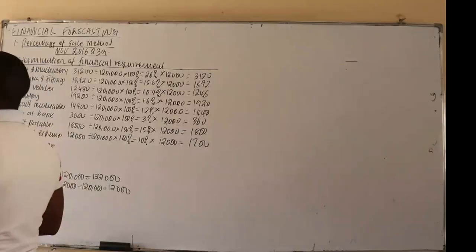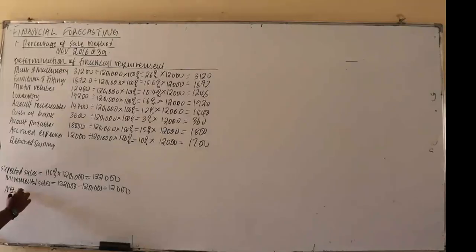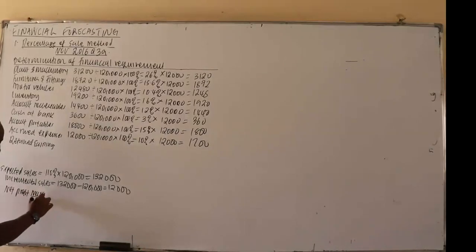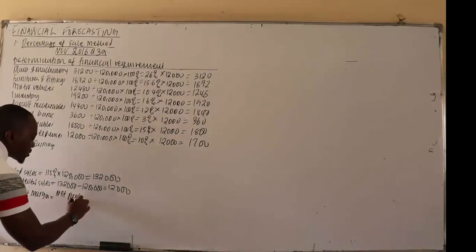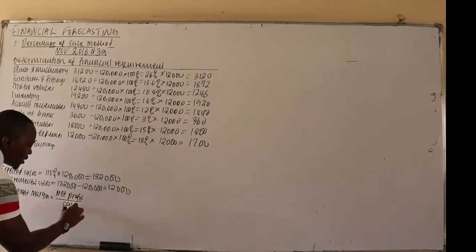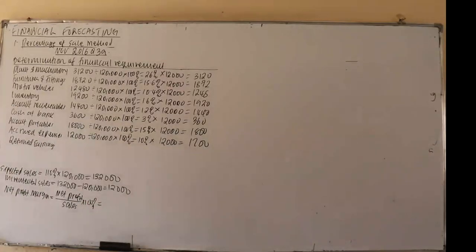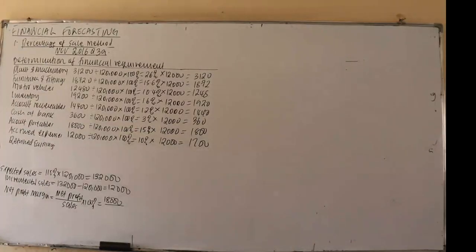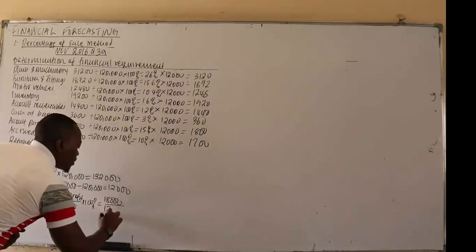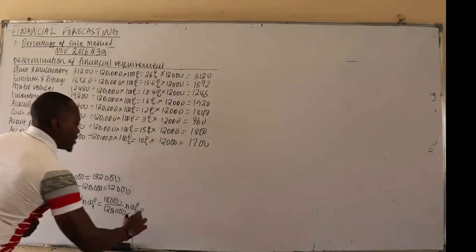So we use that information to determine the net profit margin. And how do we get the net profit margin? You take the net profit, divide by the sales, times 100. That's how you get the net profit margin. During that financial year, the profit after tax was 18 million, and the sales was 120, times 100%. 18 over 120, is it 15%?